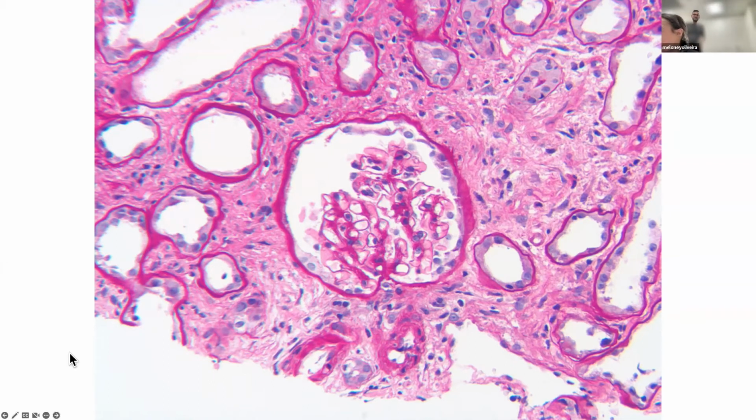Okay, so this one here is a high power view with a PAS stain. Right in the center, you see a glomerulus. Bowman's capsule appears to be intact. Looking around, the capillary loops look open. I don't see any hypercellularity within the glomerulus itself. Maybe some mesangial expansion, but I don't want to overrate it.